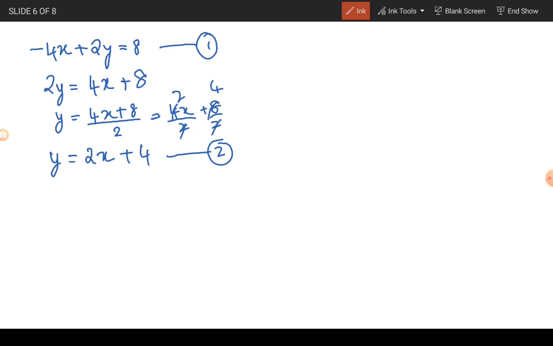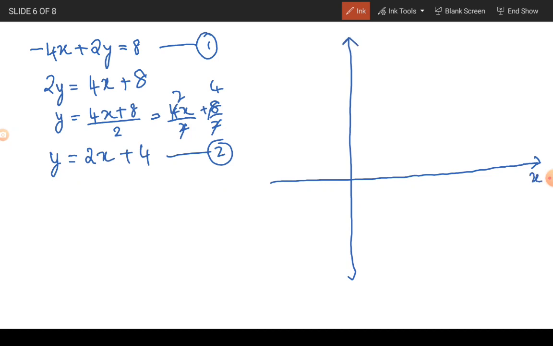Now, how do I go about plotting it? Remember, to plot a straight line, you need a minimum of, or at least, coordinates of 2 points on the x and y axis. So the vertical line is the y axis, the horizontal or sleeping line is the x axis. This entire plane is called the coordinate plane.